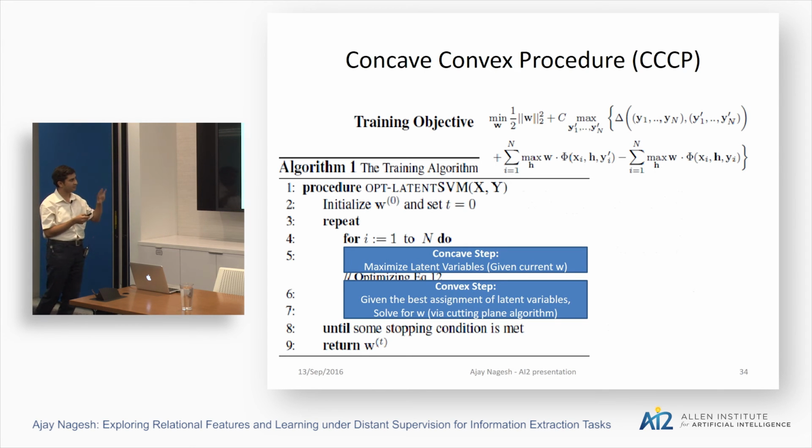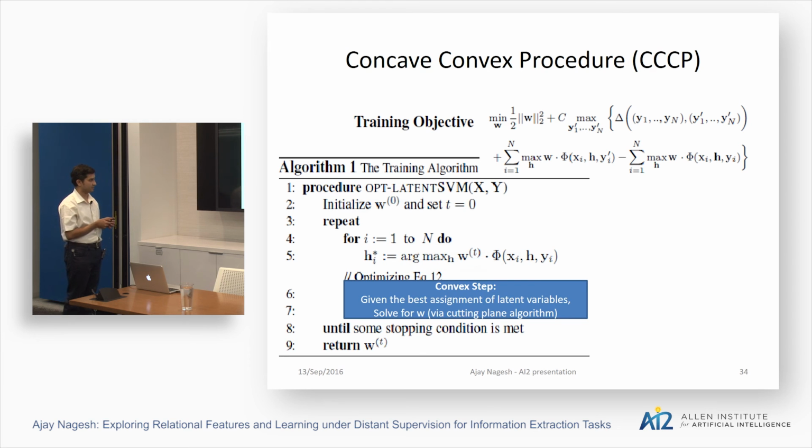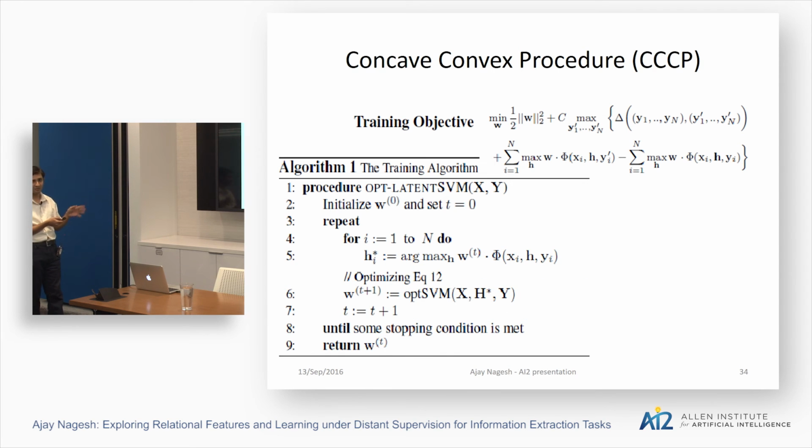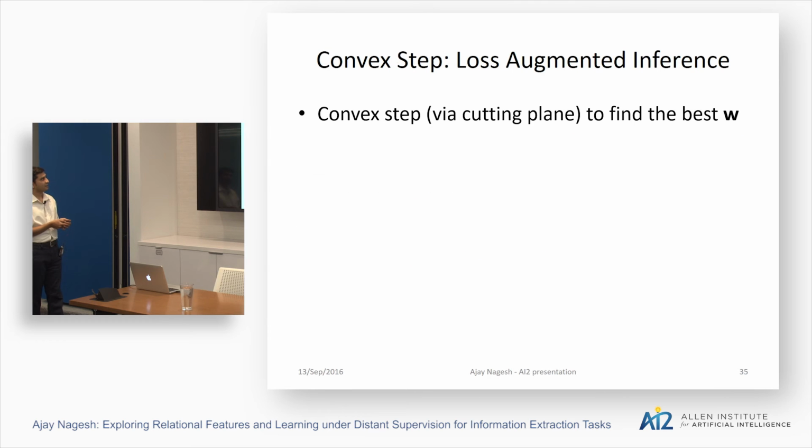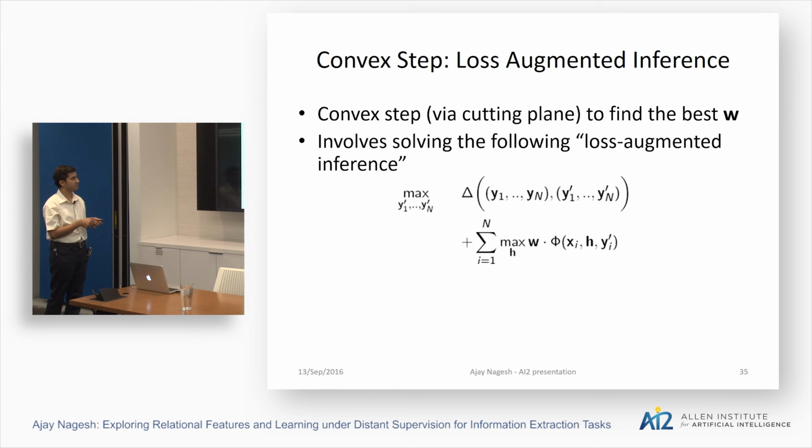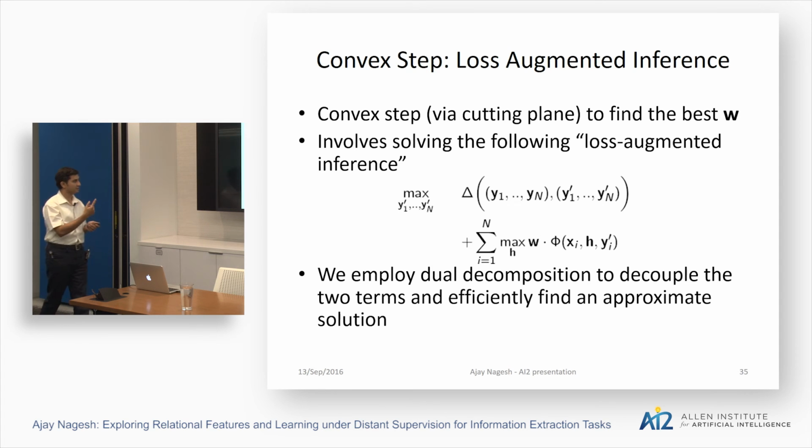First we have this training procedure, which is iterative, where we maximize the latent variables given the current weight vector. Then we have the other step wherein, given the assignment to the latent variables, we solve for W, which is similar to the struct SVM cutting plane algorithm. This convex step, which involves solving for the cutting plane to find the best W, involves loss augmented inference, which is what we are interested in. And this is over all the training data points, it does not decompose.